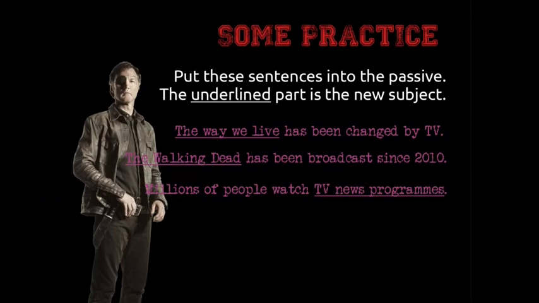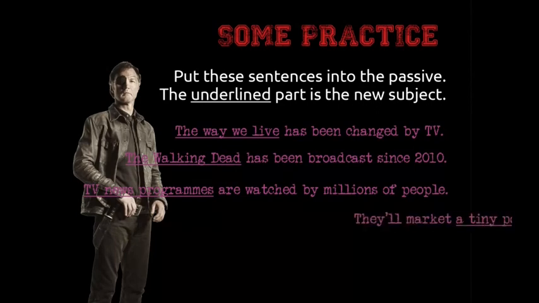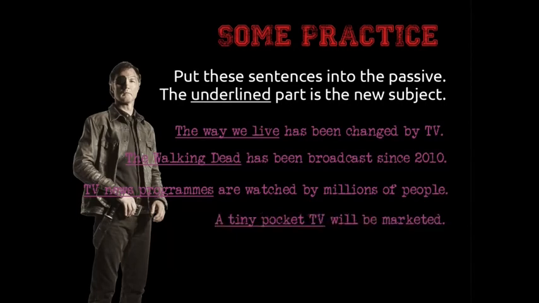Another one. Millions of people watch TV news programs. In passive, TV news programs are watched by millions of people. One more. They'll market a tiny pocket TV. A tiny pocket TV will be marketed. One thing you see here is that in two of them there is an agent complement. In the others, there is not.